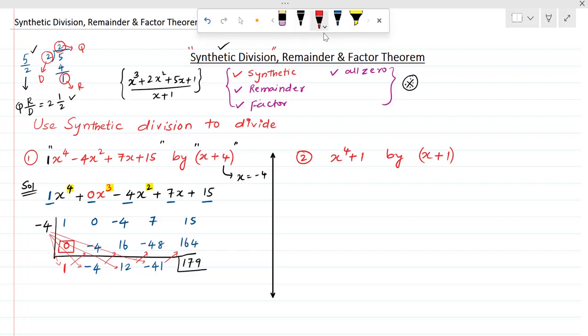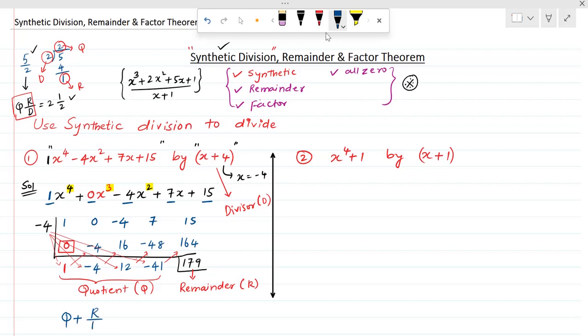Now here, this is my quotient Q, and this is the remainder R, and this one is the divisor D. So how will you write it? The same thing as what we have done before. So it is Q plus R over D. So how will you write this one?